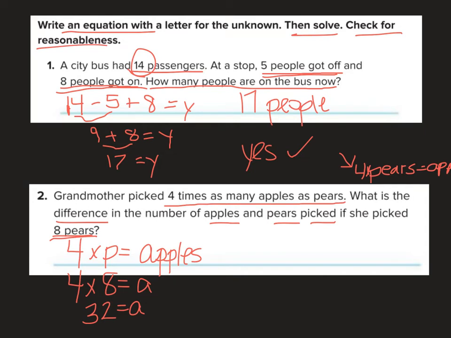So that means there are 32 apples. Okay, so that's not the end question, though. It wants to know what's the difference in the number of apples and pears picked. So that means I'm going to have to do the second step here, whereas if I take 32 minus 8, that is going to give me the difference. Okay, so if I take 32 minus 8, I know that the difference is 24 apples. I have 24 more apples than pears.